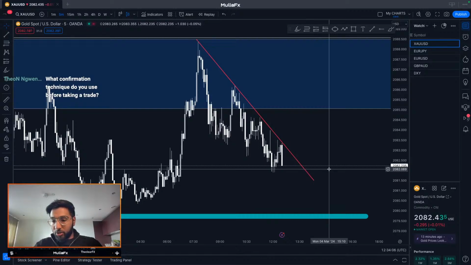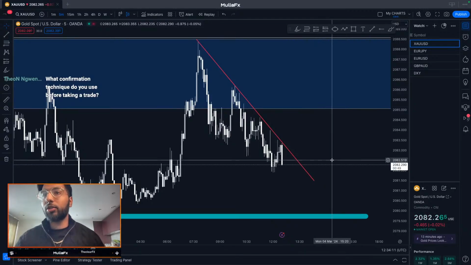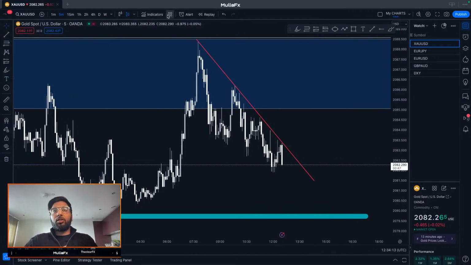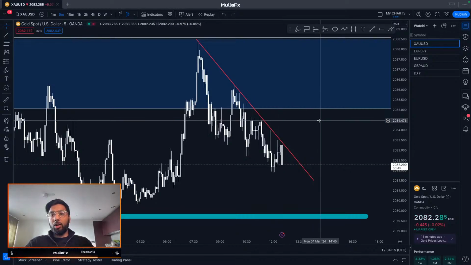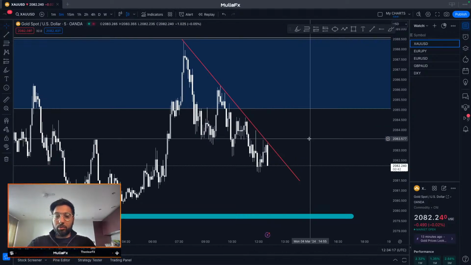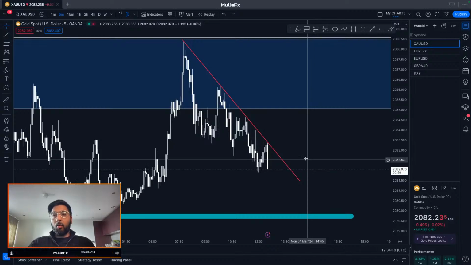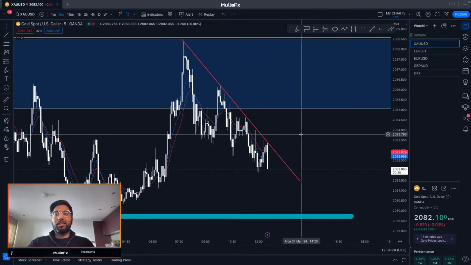What confirmation do you use before taking a trade? So for me, if I'm honest with you, there are 3 confluences I have to have. Number 1 is my fib level retracement. Number 2 is my indicators. Normally I have an 8 and 14 EMA.